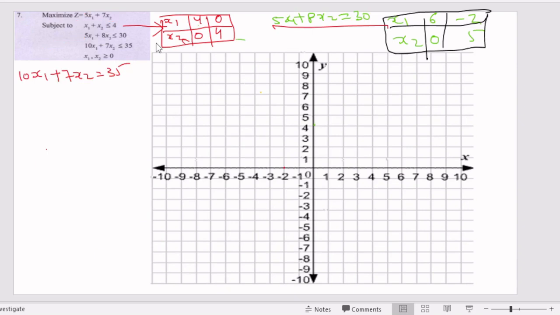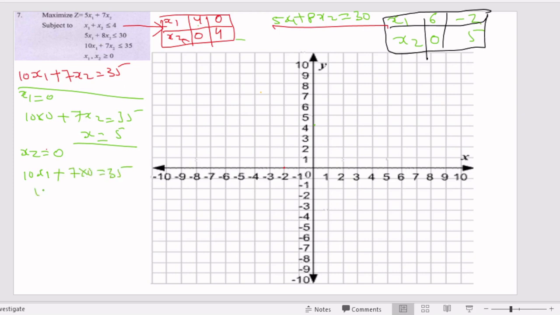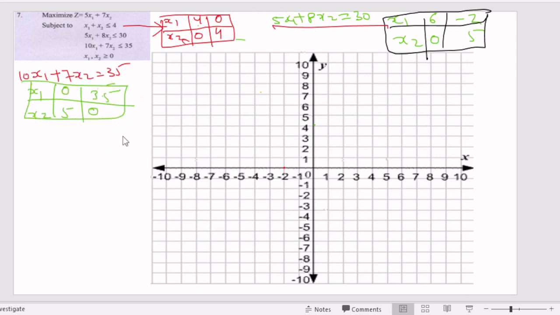Now we have to find the same 2 points for the third equation. The equation says 10x1 plus 7x2 equal to 35. If we substitute x1 is equal to 0, then 10 into 0 plus 7x2 is equal to 35, so x2 will be 5. Similarly, if I substitute x2 equal to 0, then 10x1 plus 7 into 0 is equal to 35. So 10x1 is equal to 35 and x1 is equal to 3.5. So we got all the points of the three equations.